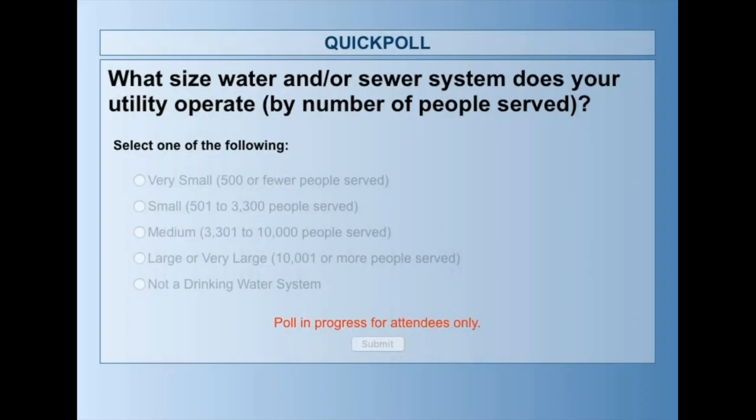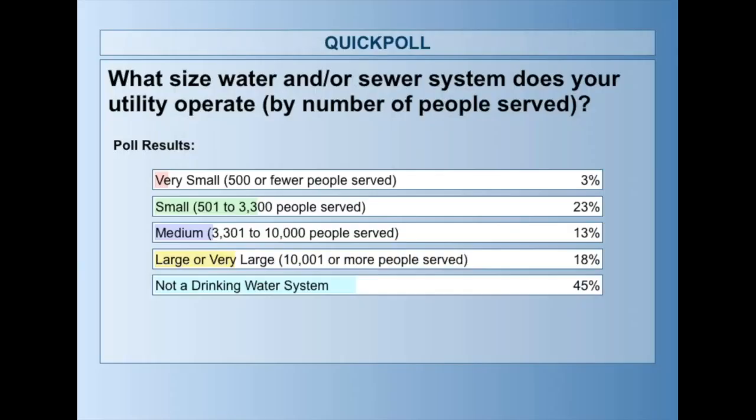All right, and secondly, what size water or sewer system does your utility operate? This is just by the number of people served. So do your best to tell us whether you're a very small system, small, medium, large, or very large. And wow, most people have voted, so I'm going to close this in about 3, 2, and 1. And great, so of our folks that are water systems today, the majority are small, 501 to 3,300 people served. So a lot of this asset management question and answer session could be very useful to you.